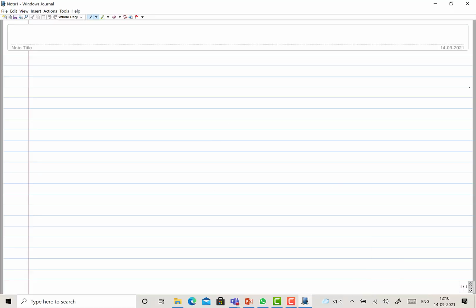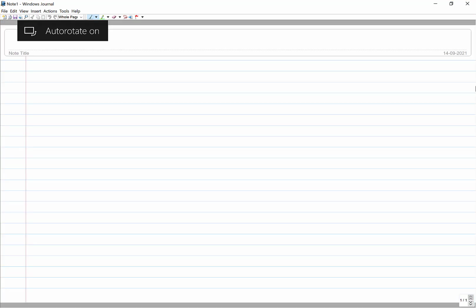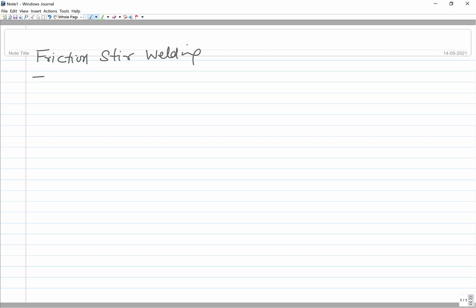So the process about which we have to talk today is friction stir welding. Okay. So I'll be using both the whiteboard as well as the PPT for explaining the different aspects related to friction stir welding. This is a comparatively new process.